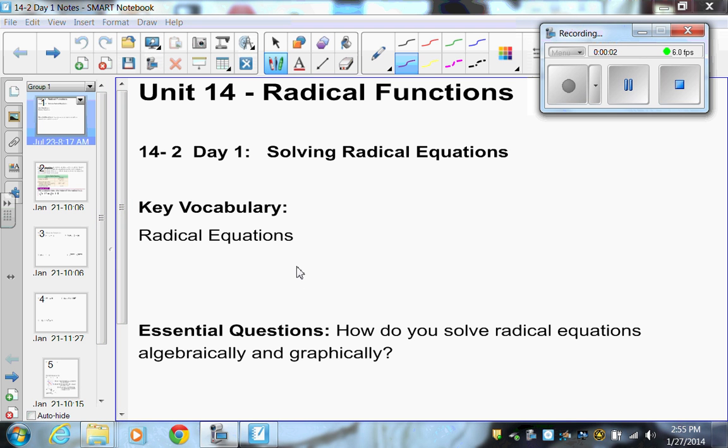This is the video for Accelerated Geometry on Section 14-2, Day 1, Solving Radical Equations. Key vocabulary is radical equations. The essential question that we will be answering in this video is how do you solve radical equations both algebraically and graphically?